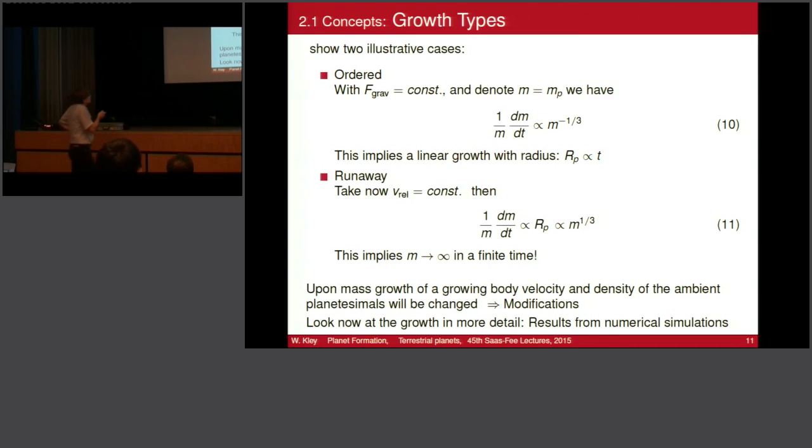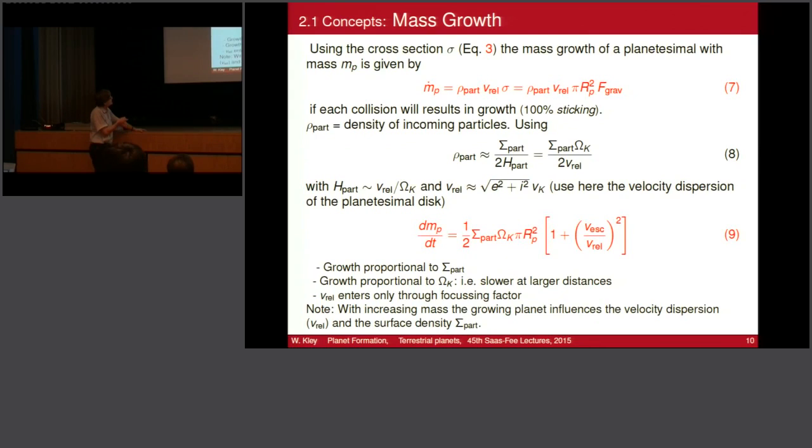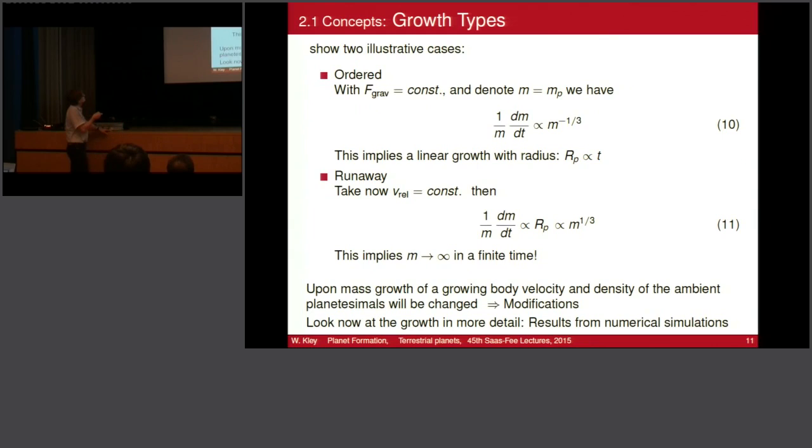So we can have two cases. First, we take the focusing factor F_grav to be constant. That means in this equation, this is a constant, and the growth is proportional to this. If we name the particle mass m for short, the relative growth rate is proportional to m to the minus 1/3, which is small, and this implies a linear growth with radius. So then the radius is proportional to the time t.